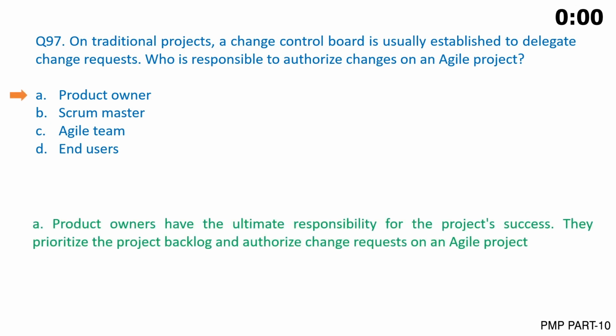The correct answer is A. Product owners have the ultimate responsibility for the project's success. They prioritize the project backlog and authorize change requests on an Agile project.